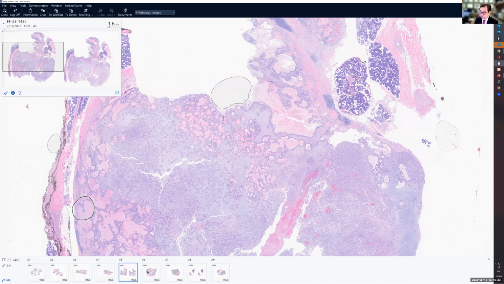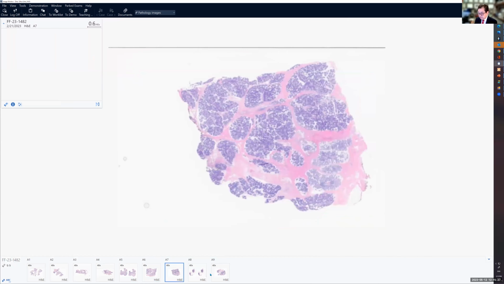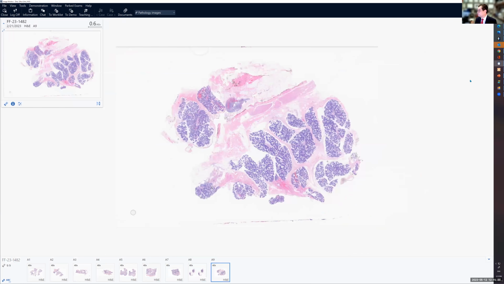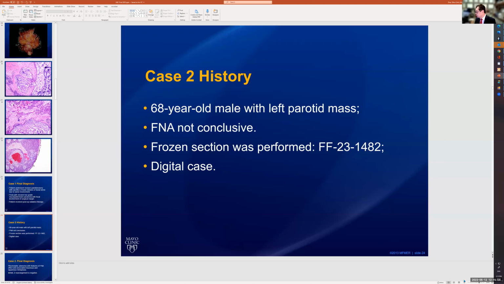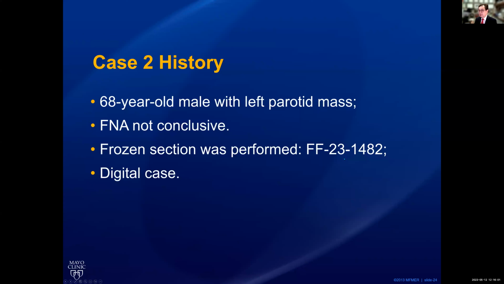And MAML2 was performed. So look at the well-demarcated lesion with the capsule there, and the FISH was negative for MAML2, and you have lymphoid tissue there. So this is an example that the FISH was useful, and if you use it well, it can help us make sure the diagnosis is correct and the patient was treated accurately.